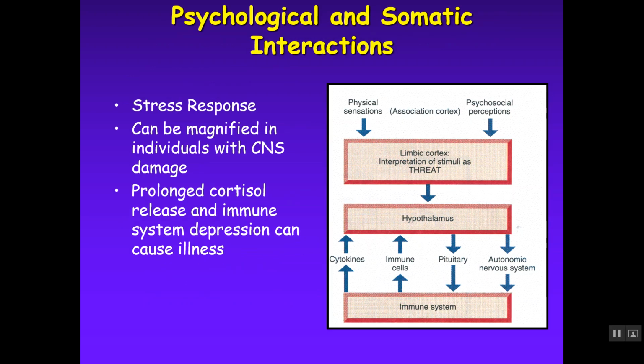You have to understand that our mind and body are intertwined, and you can't separate mind from body. Part of that reason is because of the limbic system. The limbic system is how we connect our mind and our body together. It's very involved in the stress response, chronic stress responses. It can be magnified in individuals with CNS damage.